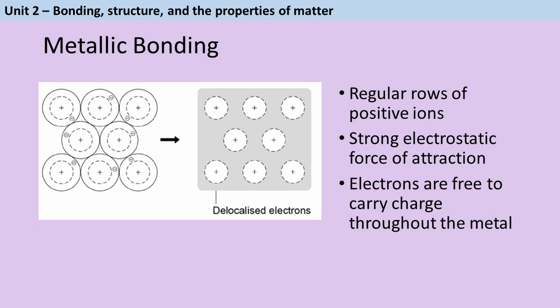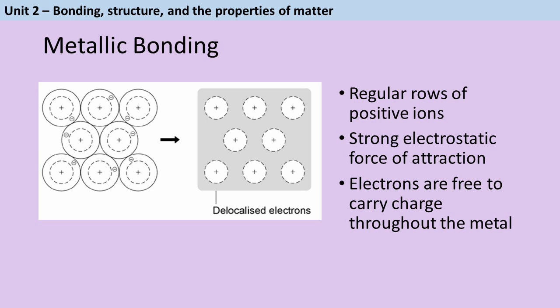So, if you look at a metal, what you're going to see is regular rows of positive ions that can slide over each other. And that's why metals are malleable, why they can be hammered into a new shape, because those ions can slide right over each other. They're surrounded by a sea of delocalised electrons. Delocalised just means that they're not attached to one atom, so they're free to go wherever they want, and they can carry charge and they can carry energy, and that's why metals are such good conductors of electricity and of heat.